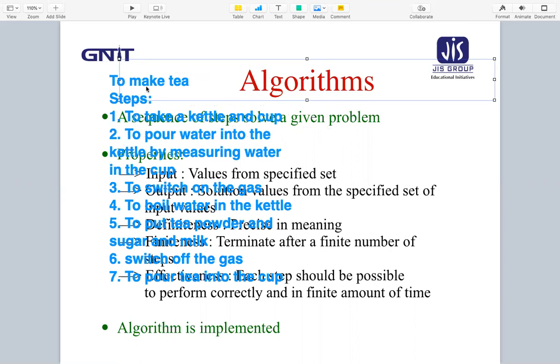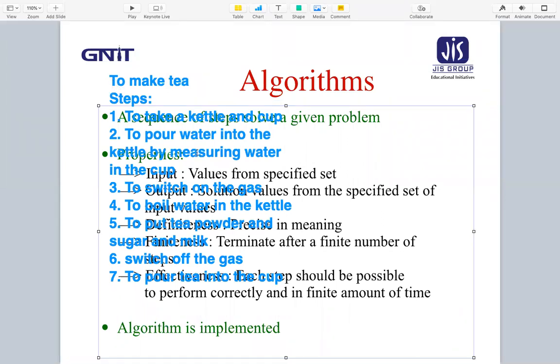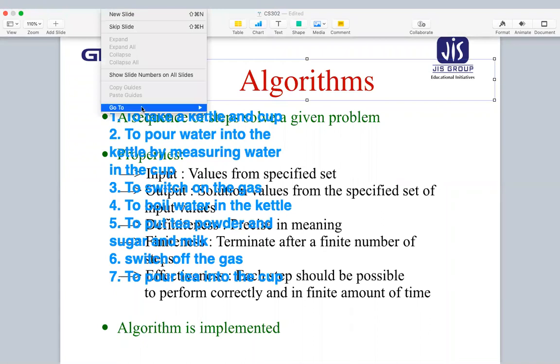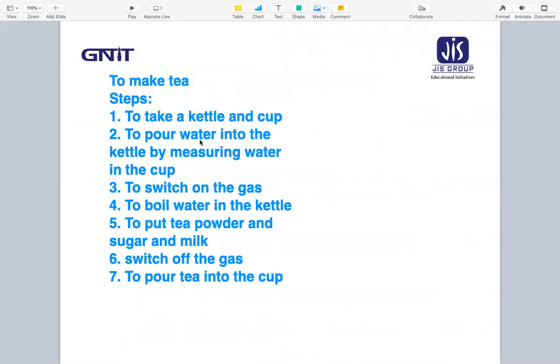Whenever we are talking about the properties, in the properties part, we have five things in case of an algorithm. The first one is the input, values from a specified set. Let me go back to this slide. See, to take a kettle and cup. So if I think of it, these are the five. So this is my input here. The first property of the algorithm is input.